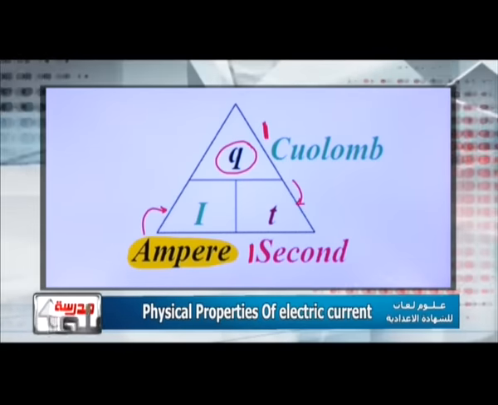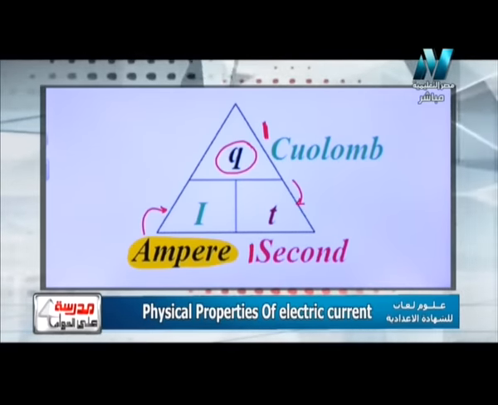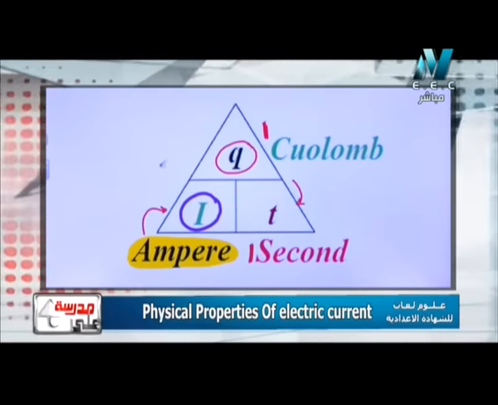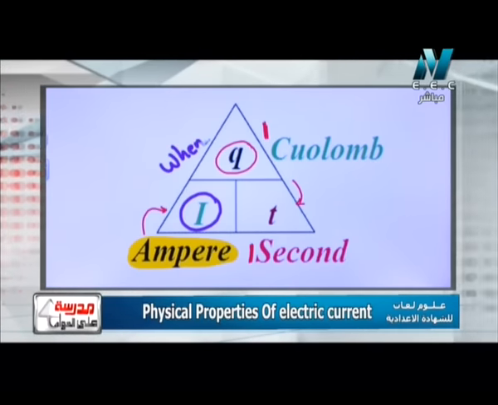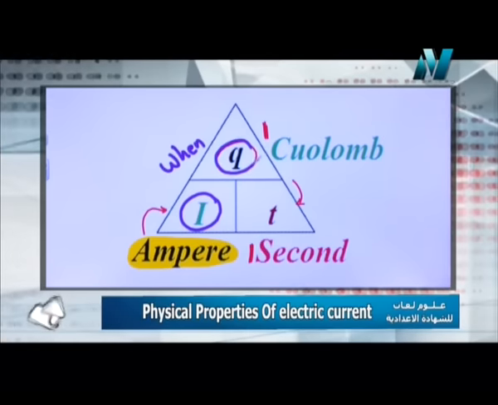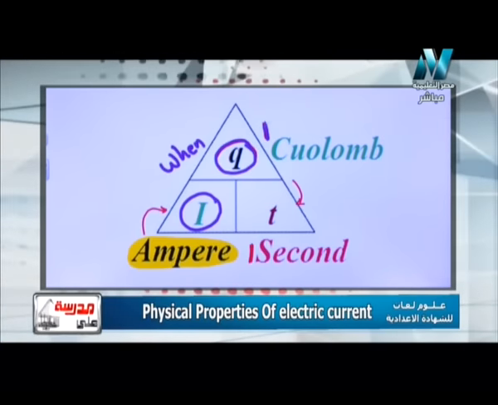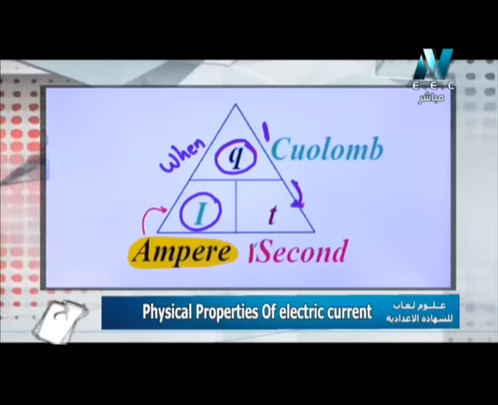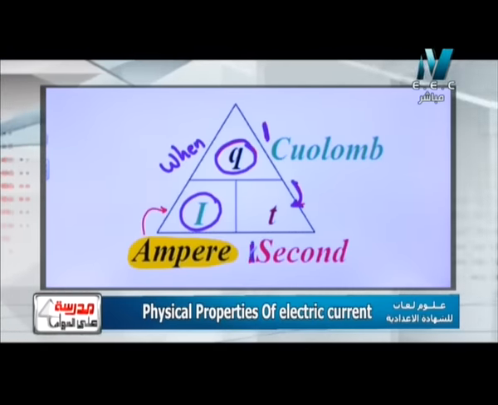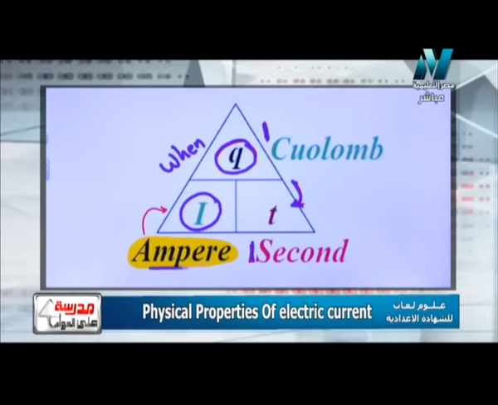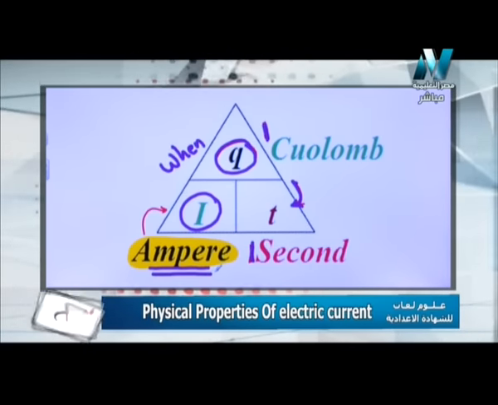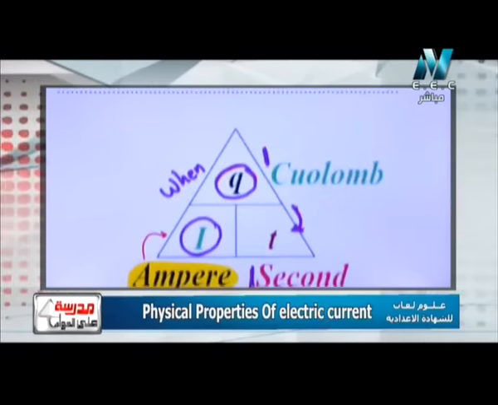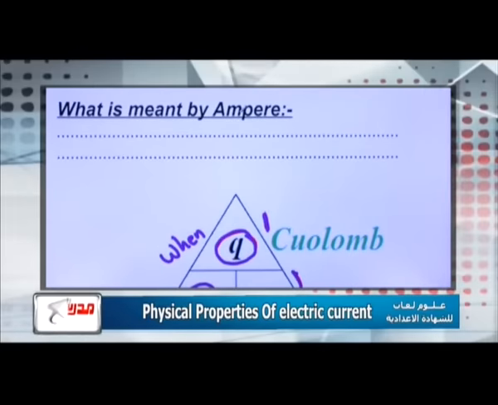Again, what is meant by ampere? Ampere is the electric current intensity when the quantity of charge equals 1 coulomb passing through time equal to 1 second. So now we define ampere using the magic triangle. Let's write it here together. What is meant by ampere?